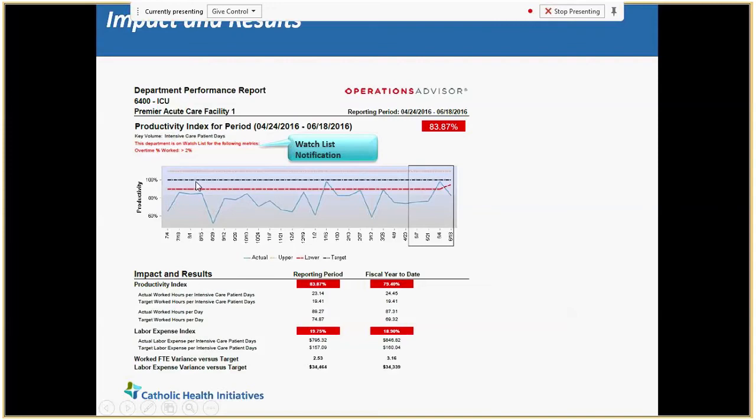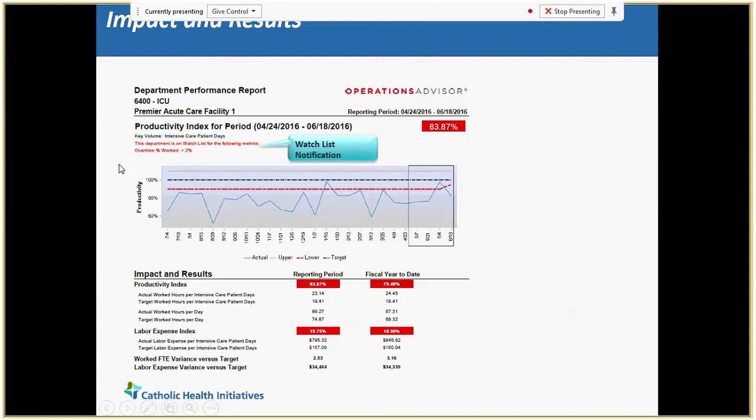These charts in the beginning are generally always based on reporting period and year-to-date information. Then when you get to the bottom of the report is where you see these metrics on a time period basis. So the first thing pointed out here is the watch list notification. So if your department is not meeting the standards that have been established for overtime, education orientation, agency, or productivity, it will tell you here that you're on the watch list. That means you're not meeting at least one of those.